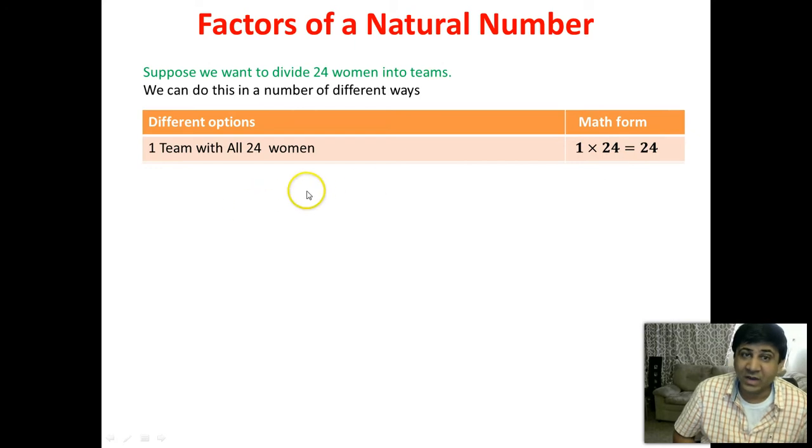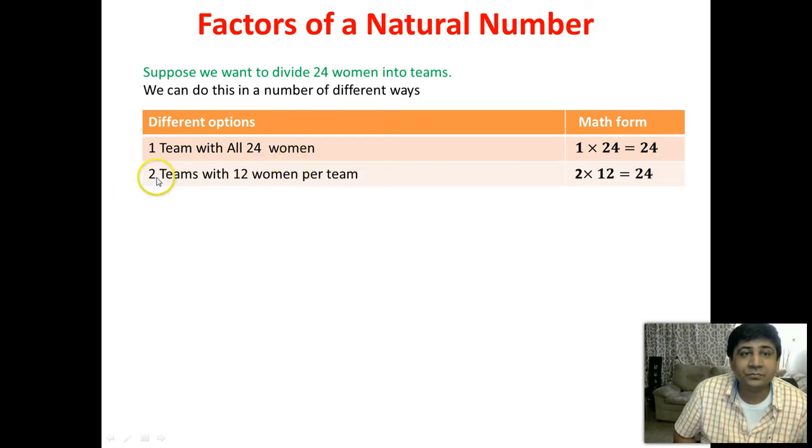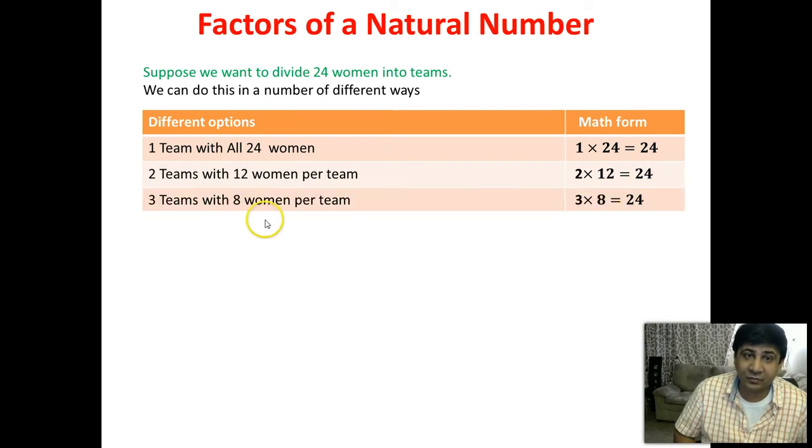Now this is not the only option. We can also make two teams. If we make two teams of 24, then we have to have 12 women in each team. That means 2 times 12 equals 24, which means two teams with 12 members in each team. So 2 and 12 are also factors of 24. Similarly, we can have three teams, but then we will have 8 members per team. So 3 and 8 are also factors of 24.